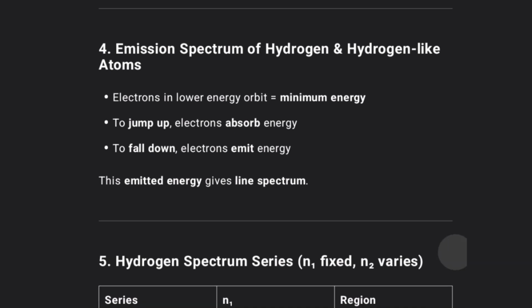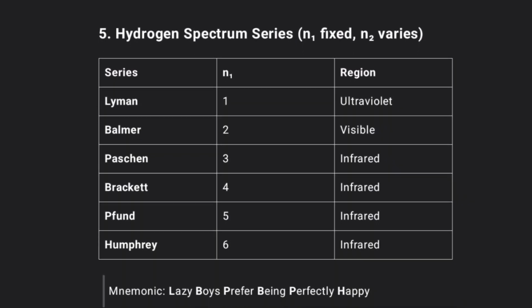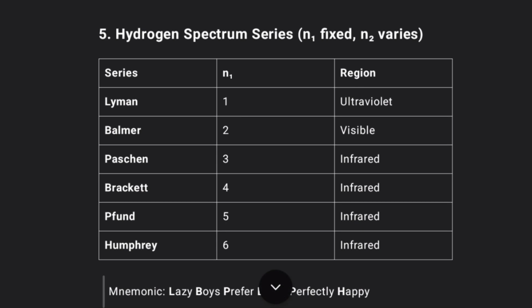5. Hydrogen spectrum series: n1 is fixed, n2 varies. Series, n1, region: Lyman 1 ultraviolet, Balmer 2 visible, Paschen 3 infrared, Brackett 4 infrared, Pfund 5 infrared, Humphreys 6 infrared. Mnemonic: Lazy Boys prefer being perfectly happy.